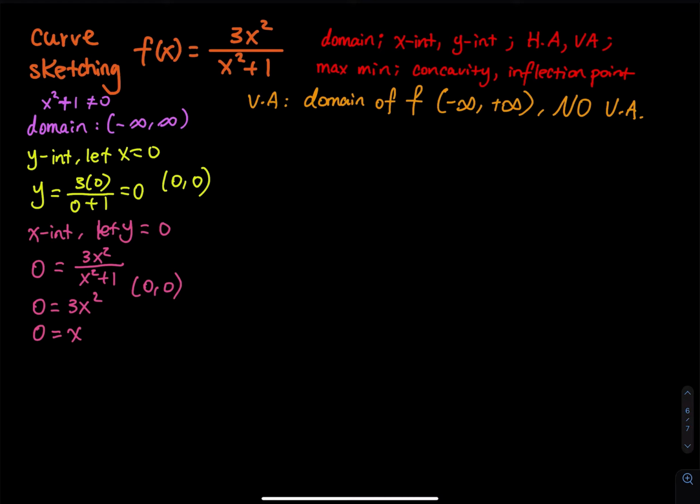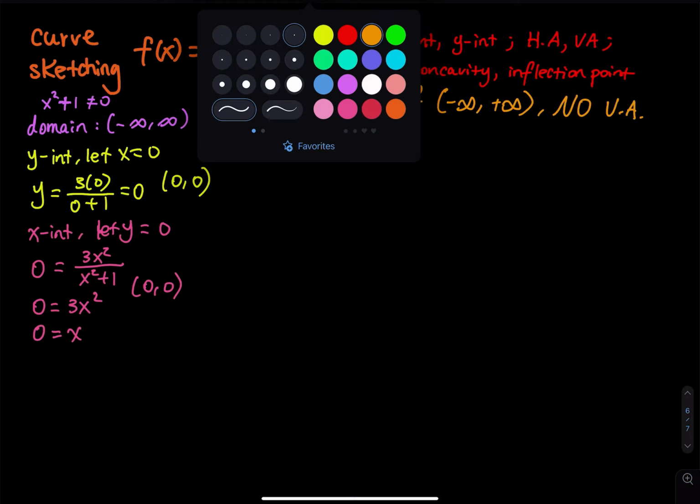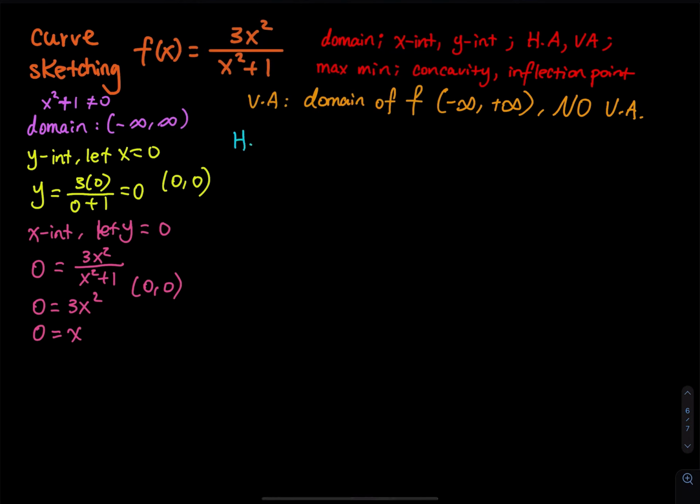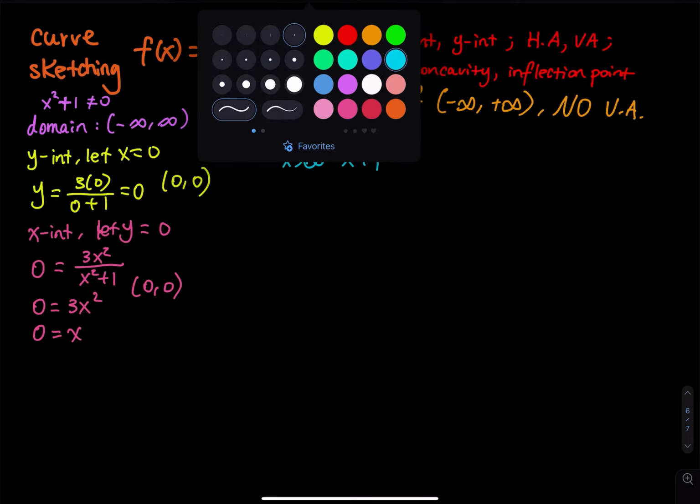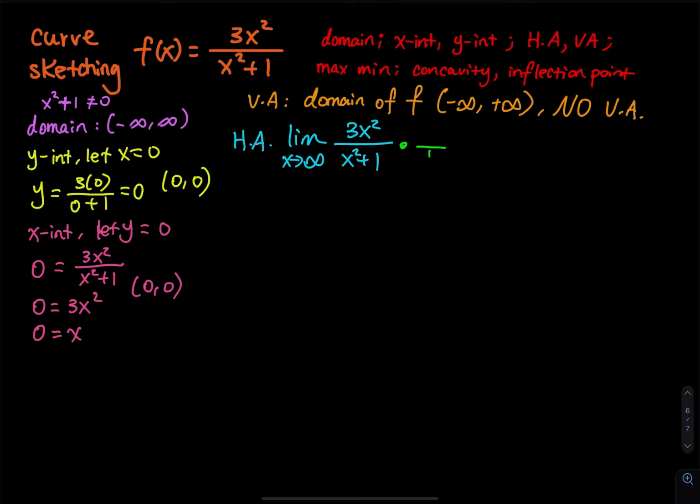How about horizontal asymptote? We do have a horizontal asymptote at y equals 3. Let's get that. For horizontal asymptote, we have to set the limit. So we have the limit as x goes to positive infinity, you look all the way to the right, of 3x squared divided by x squared plus 1. Since the highest degree in the denominator is 2, you have to divide each term by x raised to the second power.